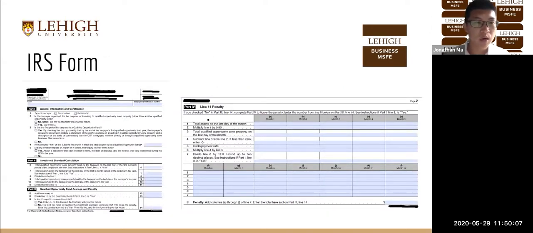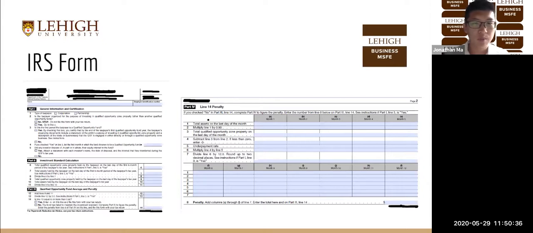So the second part, this is the IRS form that we are using, and as I mentioned before, we'll be using this form to self-certify as a qualified fund to enjoy the tax benefit, which means that the fund managers need to file and submit this form to IRS every year. And since we are still working on this project, it's not going public yet, I blacked out some parts in this form that may contain sensitive information.